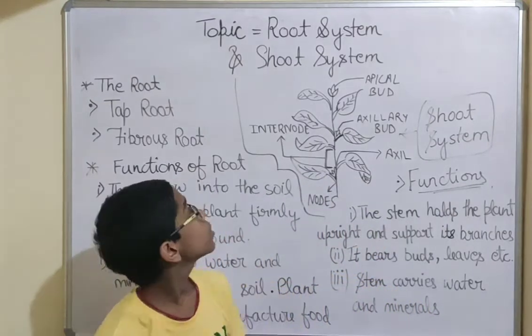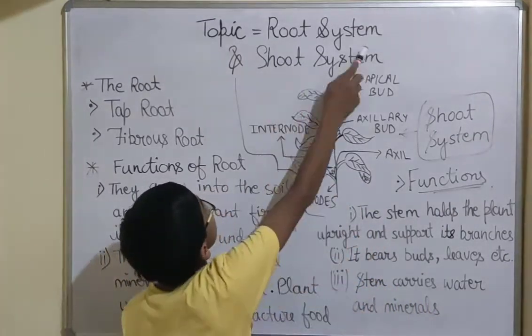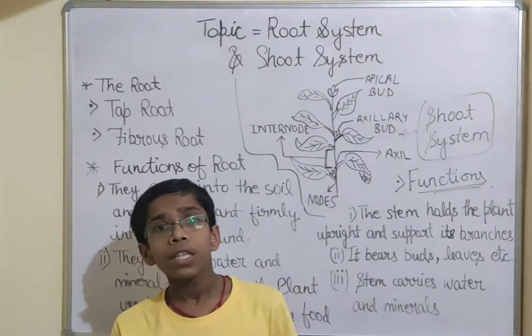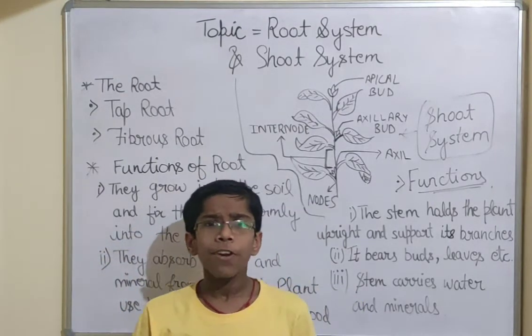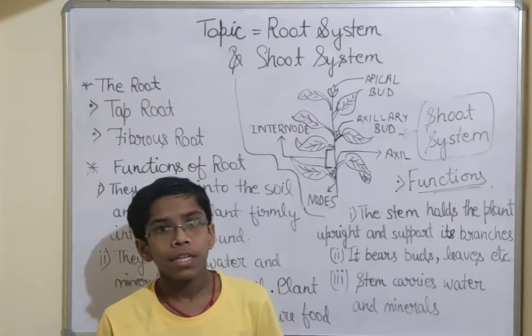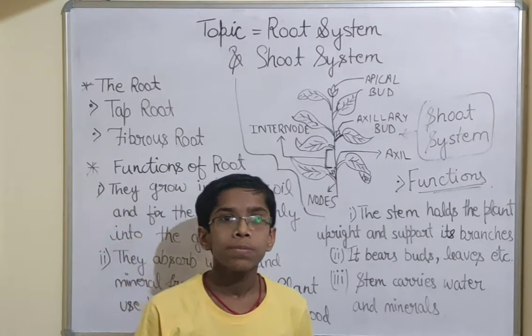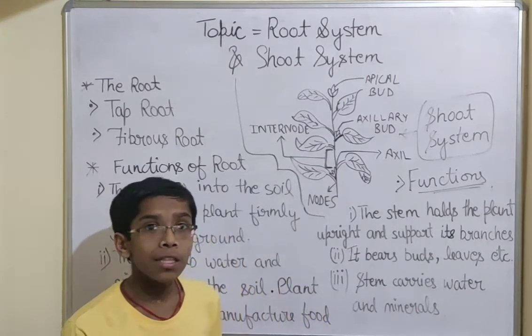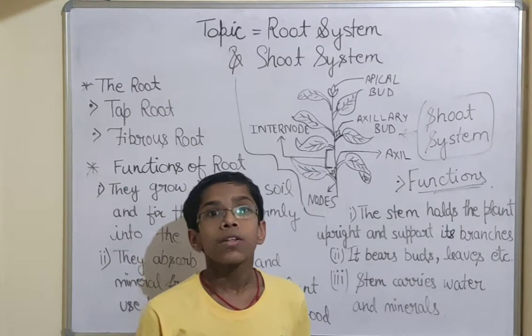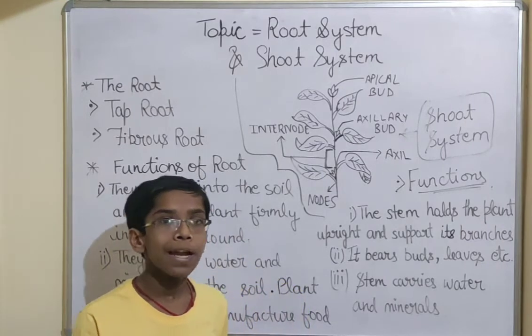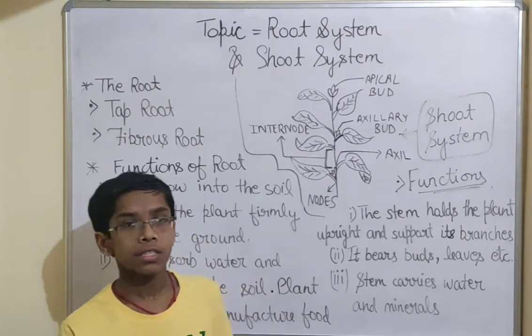Let's discuss the root system and shoot system. Before moving further, we have seen flowering plants which bear flowers, and those are known as angiosperms. Angiosperms are those flowering plants that bear flowers. So flowering plants are the plants that bear flowers.